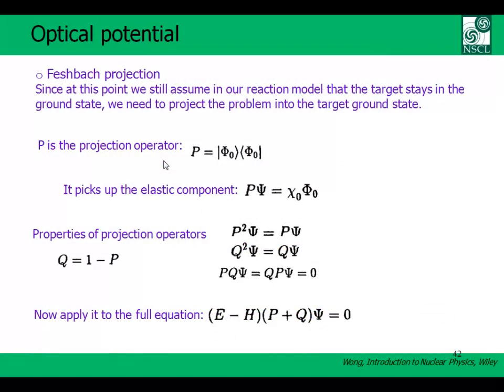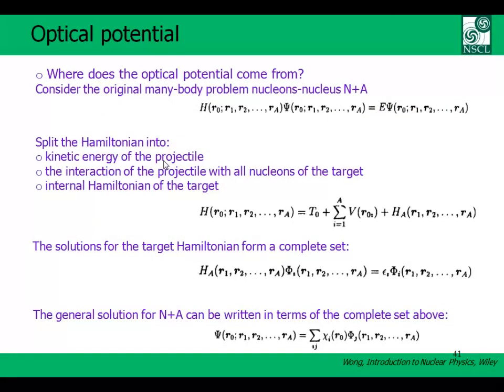So this means we have to introduce these projection operators that you may have come across before. Since at a starting point the target stays in the ground state, let's project the whole problem onto this ground state, defining a projection operator that projects onto phi 0, being phi 0 the ground state of the target. Remember, what we defined as phi's are the many-body solution to the Hamiltonian of the target.